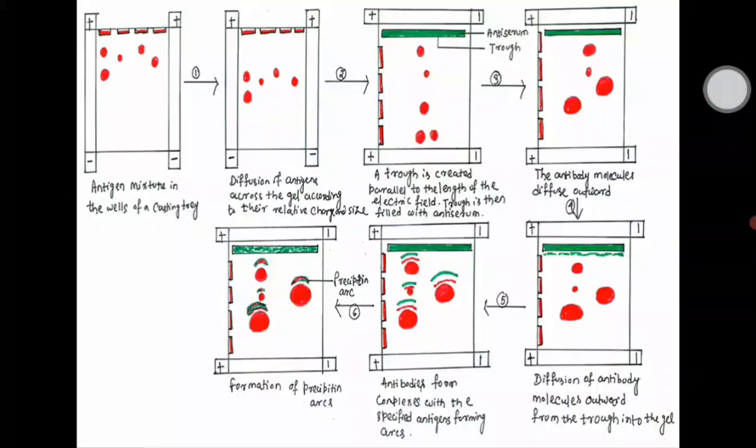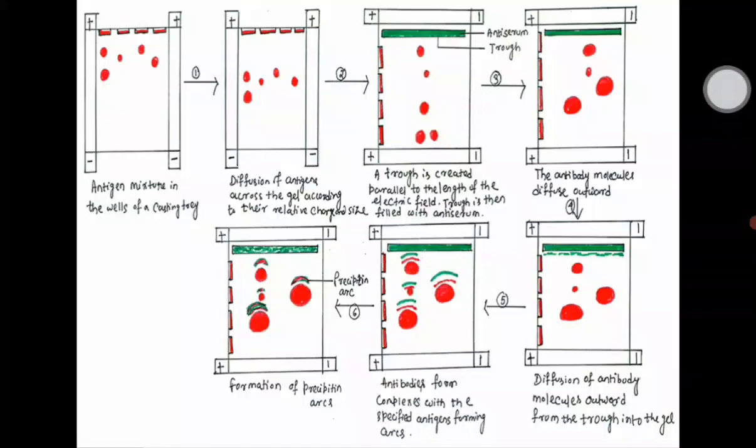This is how immunoelectrophoresis proceeds. Antigen mixture is first put in the wells of the casting tray. Diffusion of antigen across the gel according to their relative charge. A trough is created parallel to the length of the electric field. The trough is then filled with the antiserum.